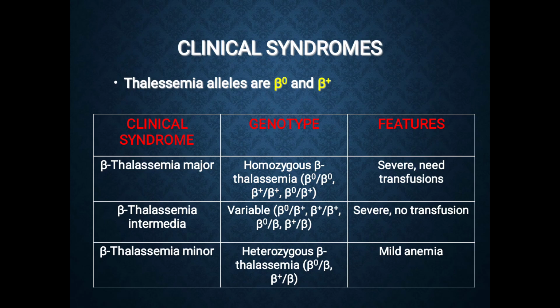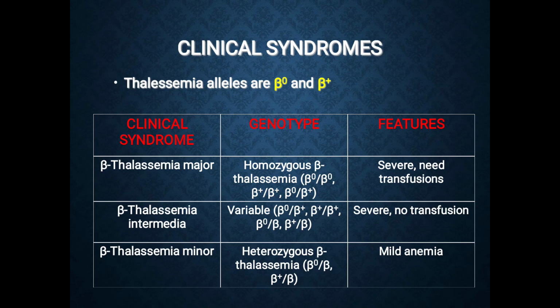So beta thalassemia major is when there are abnormal beta units, that is B0 B0, B plus B plus, or B0 B plus, so everything will be abnormal. These patients usually have a severe form of thalassemia, so they need blood transfusion and hematopoietic stem cell transplantation for survival.